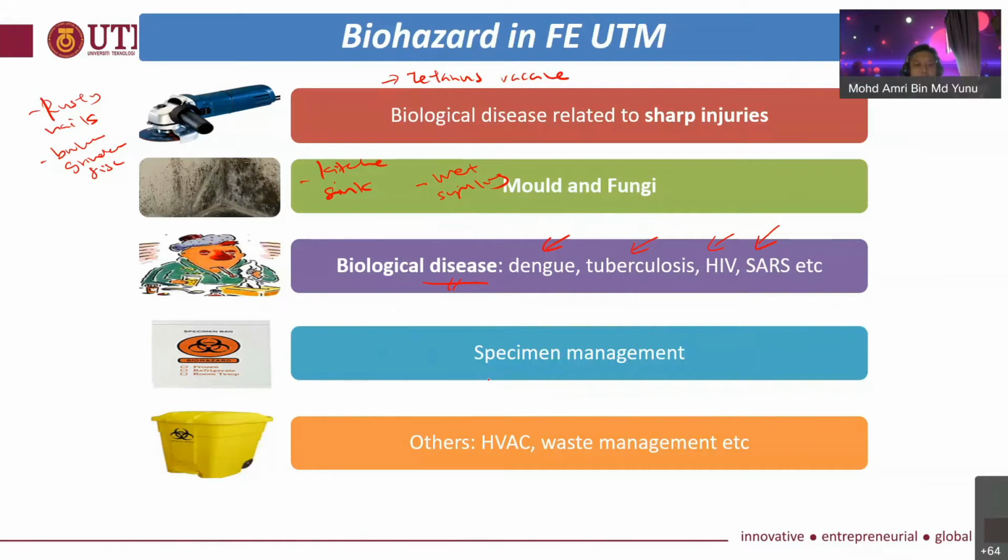Specimen management, especially in the clinics, that's why the container is labeled with biohazard. HVAC, basically the ventilation system, could contain disease, also like the AC, cooling tower, waste management. So yeah, there are control measures to overcome this.